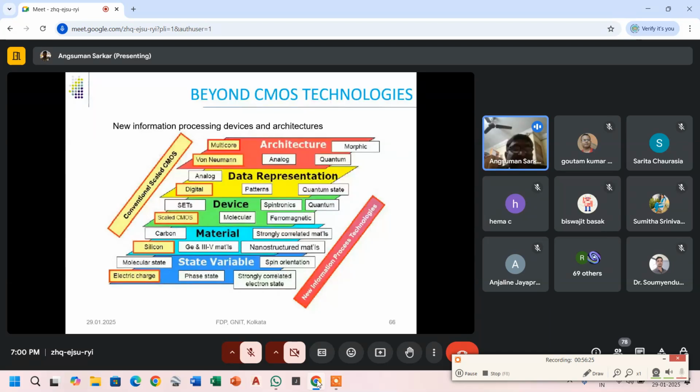And according to state variable, normally till now the state variable of the transistor is electric charge. So instead of electric charge, a molecular state, a quantum spin, or a phase state could be used. So this is the beyond CMOS technology. I have shown the changes according to architecture, the representation of the data, the devices, the material, and the state variable.